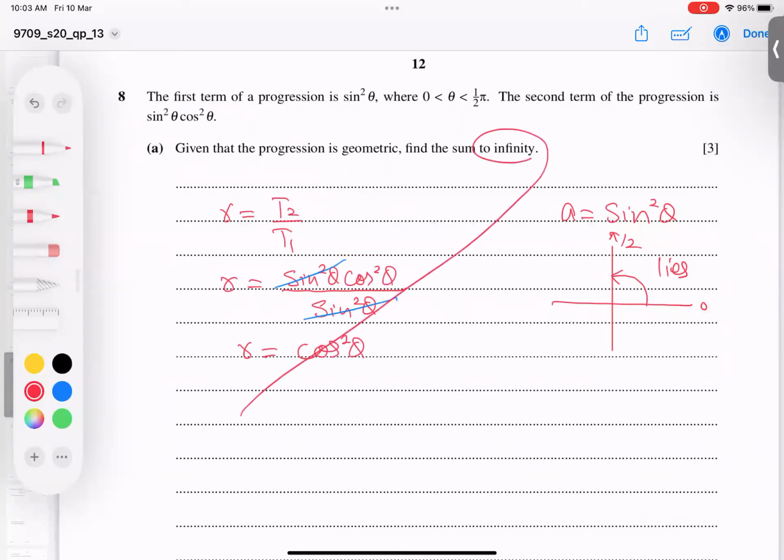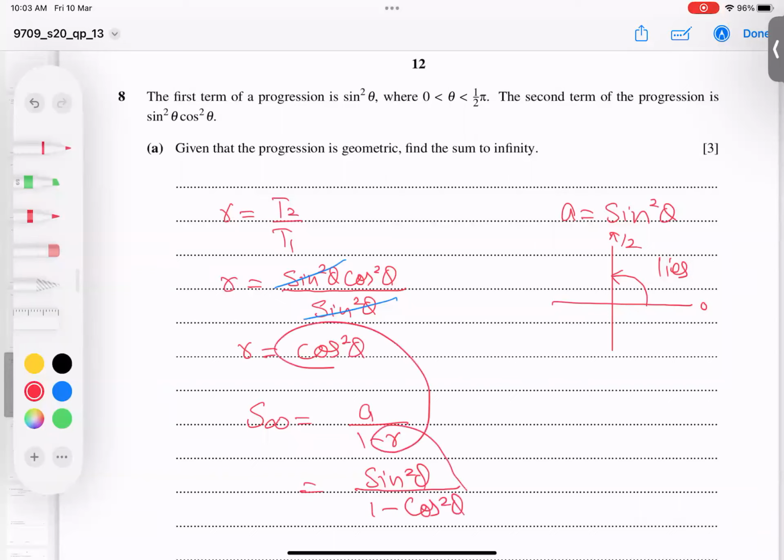And he's asking the sum to infinity. And that formula is very clear: A over 1 minus R. A is sine square, you can see from the top. And R is the common ratio, which is cos square. R is coming from here.